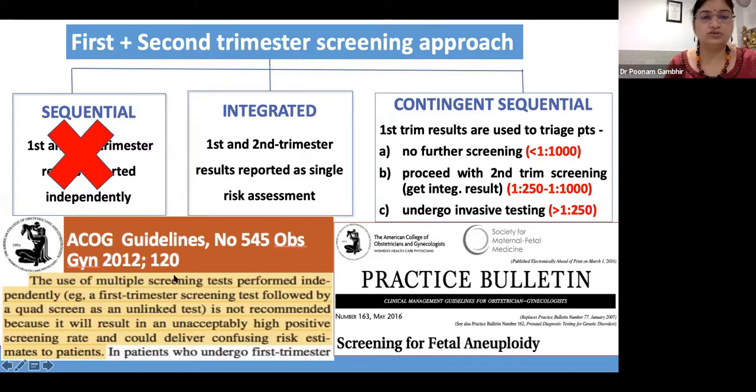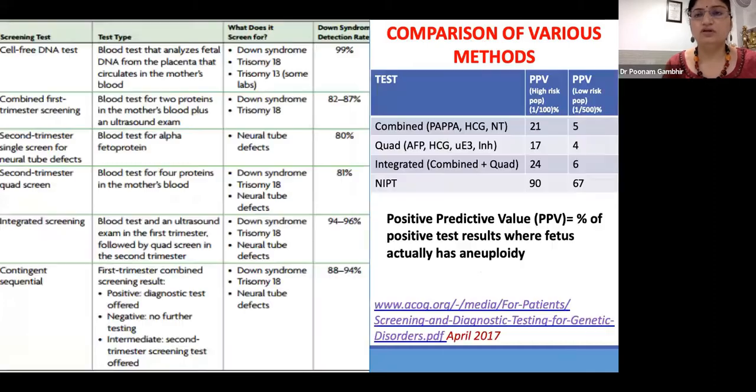This is what the ACOG guidelines of 2012 state: the use of multiple screening tests performed independently is not recommended, because it will result in an unacceptably high positive screening rate and could deliver confusing risk estimates to the patient. So different methods, biochemical, ultrasound, and NIPT alone, have their individual detection rates and false positive rates. Obviously among the top is NIPT, which has the highest detection rate, and the positive predictive value is also very high.